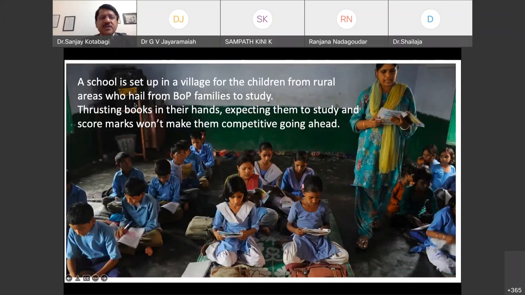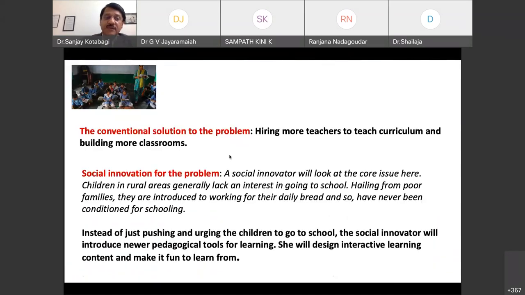The background is that the students are from the rural area, who hail from BOP families, and they come to study. Scoring marks won't make them competitive going ahead. Their basic interest is to be taken care of. If this is solved by a social innovator, like the students who are going to become small social innovators by the end of this course, the innovator looks at the core issue here, empathy, and understands their problems. Hailing from poor families, they are introduced to working for their daily bread and so have never been conditioned for schooling. Their mind is not set for coming to school. That is the core issue.